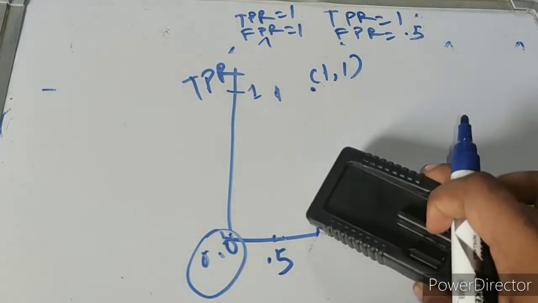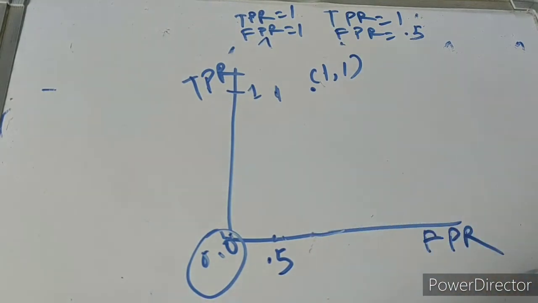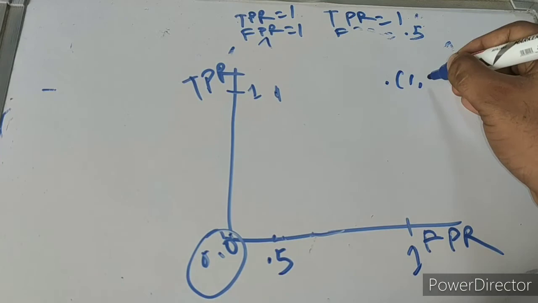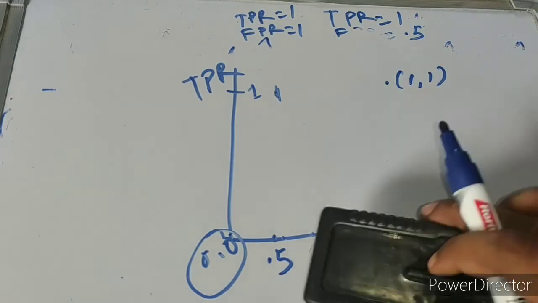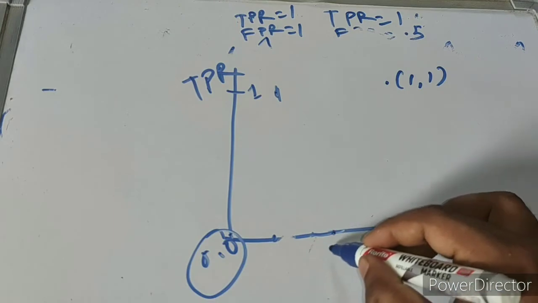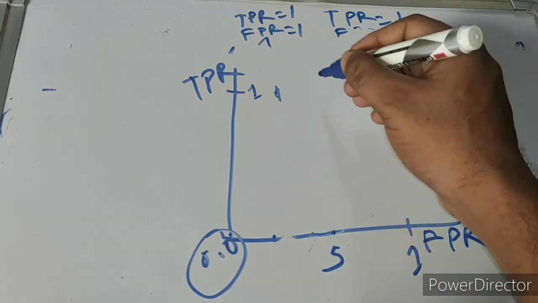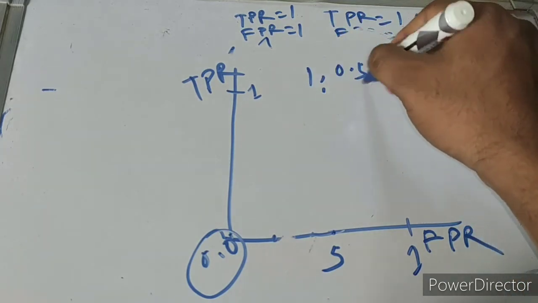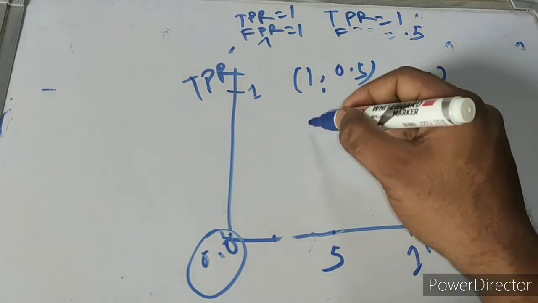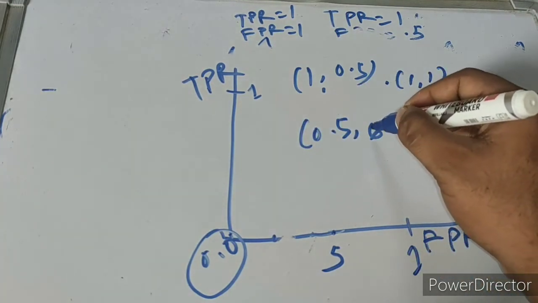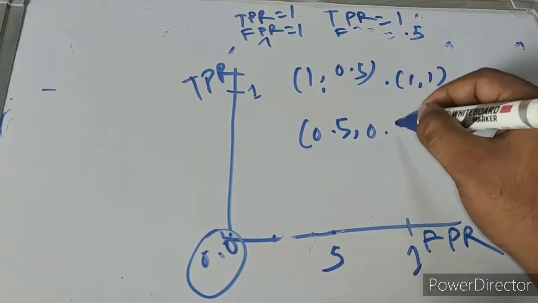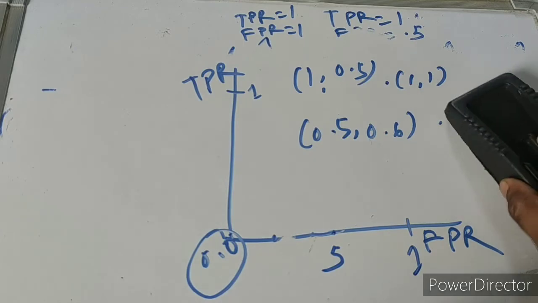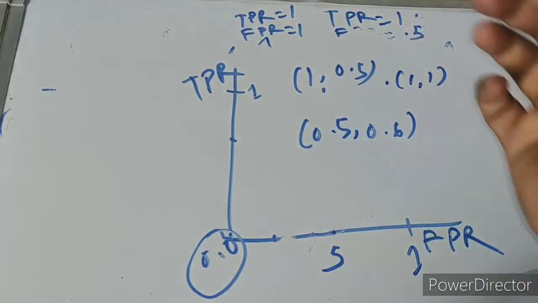Here it is 1. Here the coordinate will be 1, 1. And the value is 0.5 here. Suppose we found one more value, 0.5, 0.6, and one more value here, like this. Suppose we got the value like this. So one more value, suppose we got here.